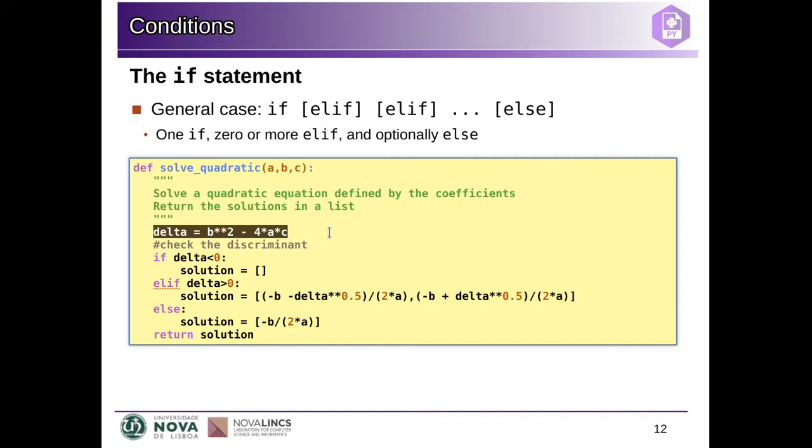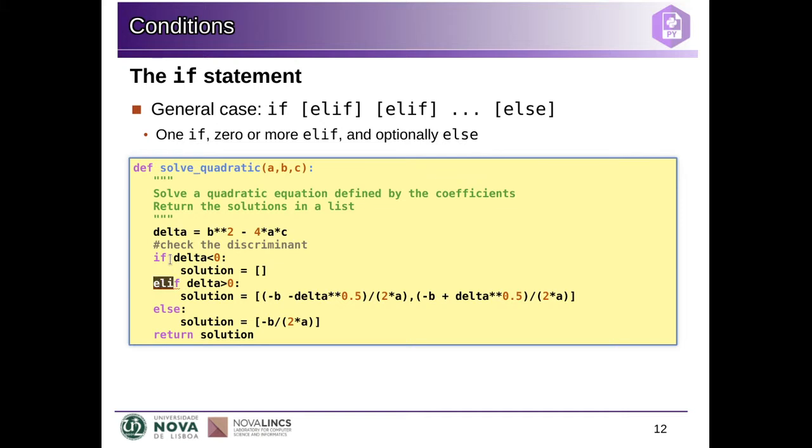We compute delta first, so this is b squared minus 4ac, and now we check if this expression that is inside the square root is negative. If it's negative, then we don't have real solutions to this equation, and we return an empty list. There are no solutions for the equation, at least in the values of the real set.